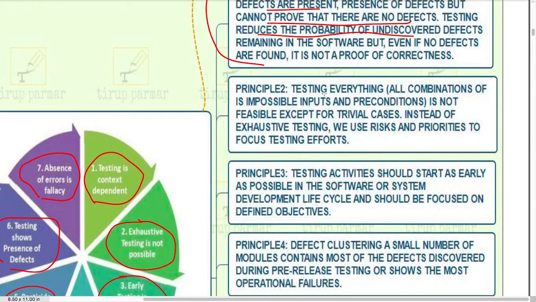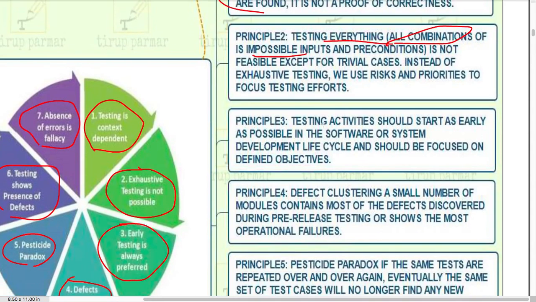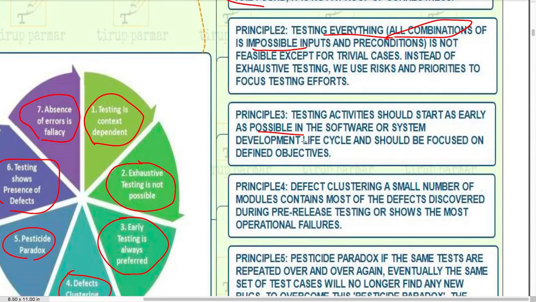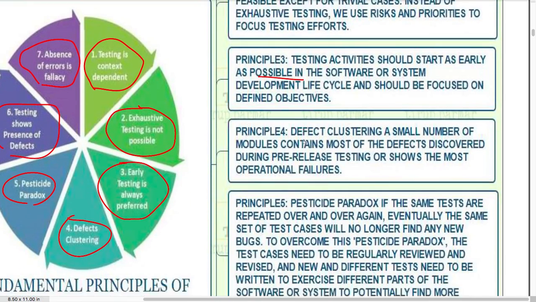Second principle: testing everything, all combinations of providing all types of input and checking what type of output our software generates, is not possible. Trying to test your software in all possible combinations is not possible. Next is that testing activity should start as early as possible. As we already discussed, testing activity should be done in each and every phase of our software development life cycle. That's what we mean by early testing.